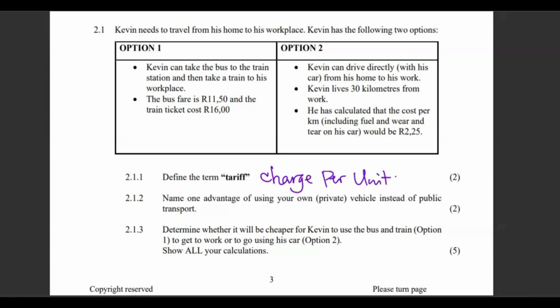Name one advantage of using your own car. 1, it will take you directly to where you're supposed to go. You don't have to think of getting another car to push you to your destination. Number 2, you don't need to have a schedule. Immediately you finish, you can leave. In other words, it's convenience. Number 3, it could be more comfortable than public transport.